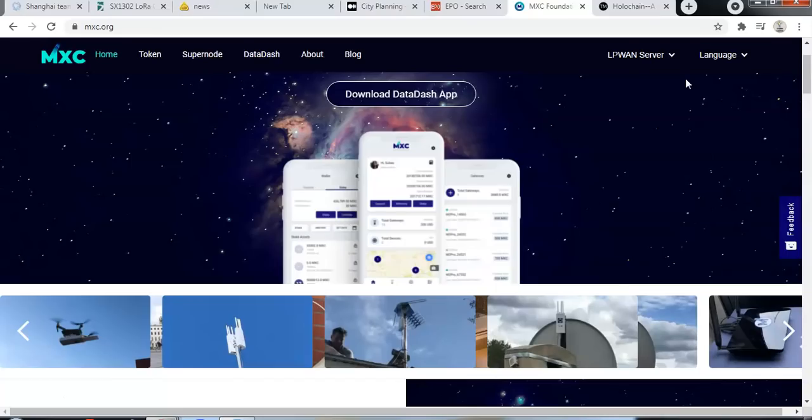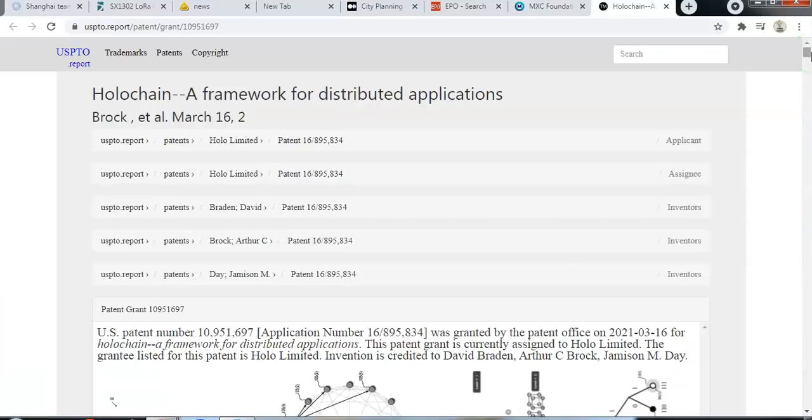MXC Foundation, if you are listening to this, can you please provide us with the MatchX M2 Pro's patent number so we can have a look as to whether or not the technology exists and whether or not it has been patented indeed, as you claim. Just as an example, here is the patent for the Holo blockchain, the Holochain. That's all patented and the patent has been approved.